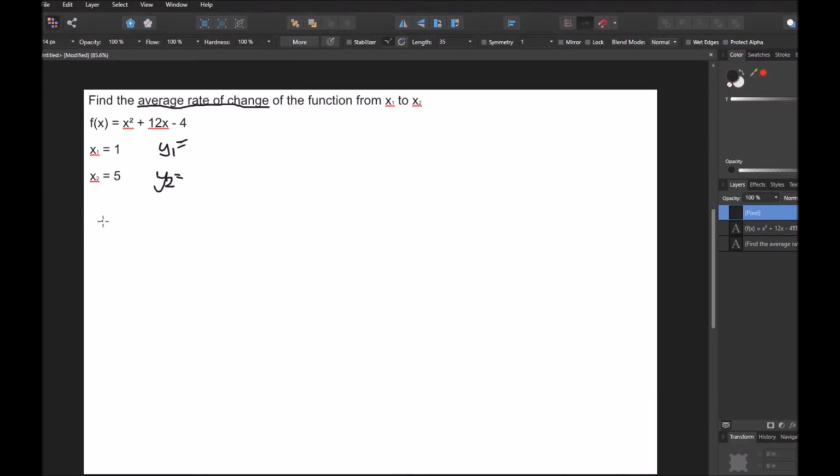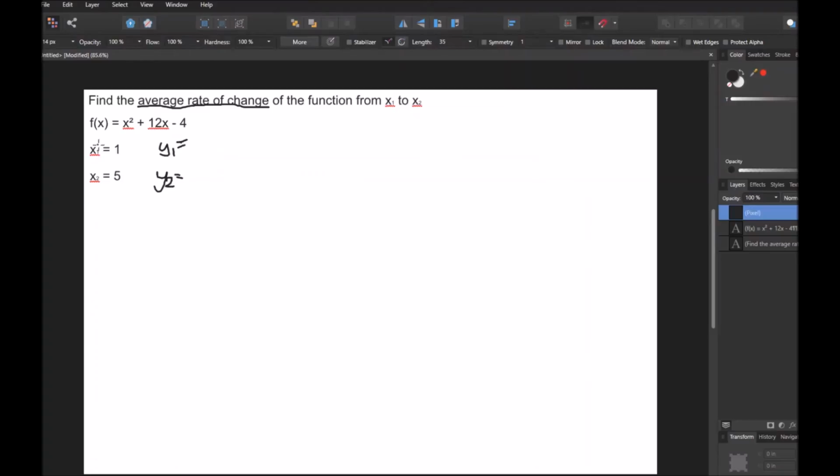Okay, so in this next question we're asked to do the exact same thing, except now our function is x squared plus 12x minus 4, and our x1 is 1, and our x2 is 5. So we're going to do the exact same thing we did in the last problem. We're going to plug in these points into this equation to get our y1 and our y2, and we're going to use our slope formula to solve the problem.